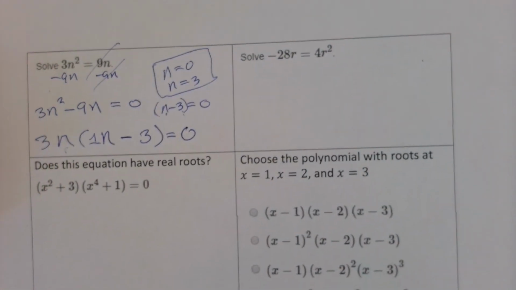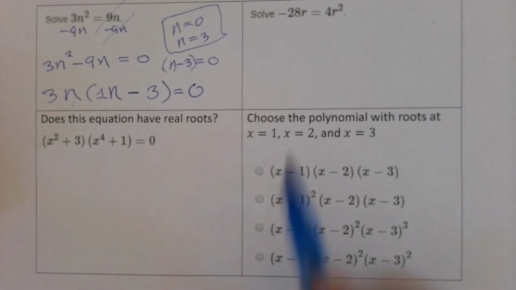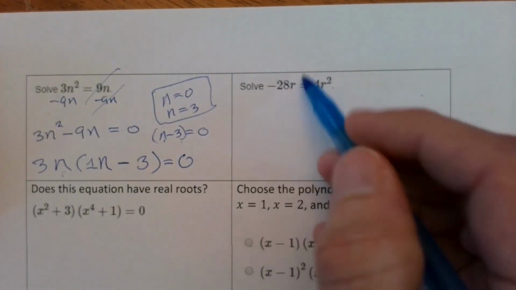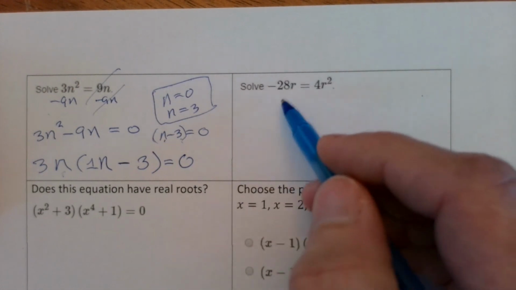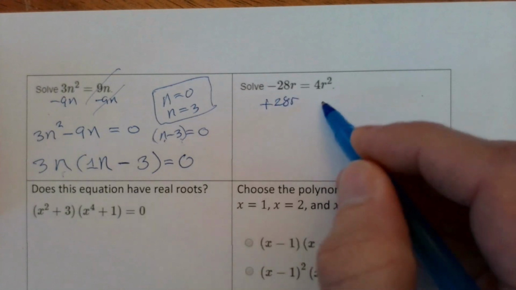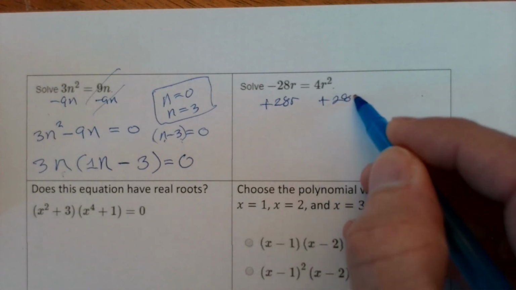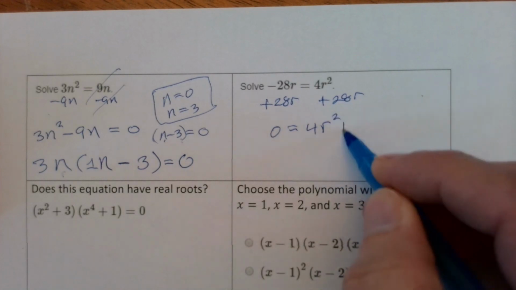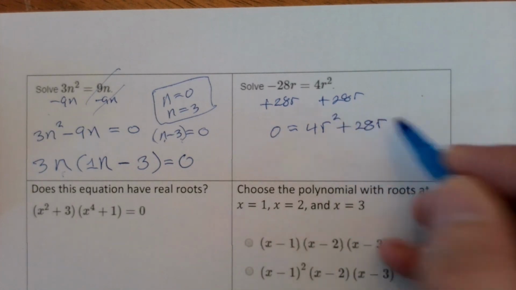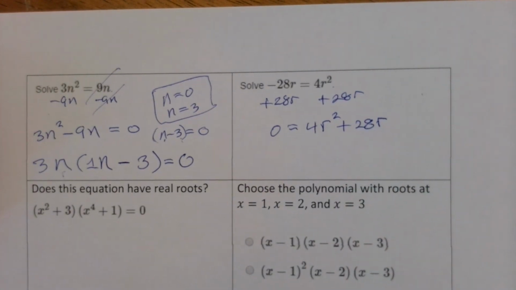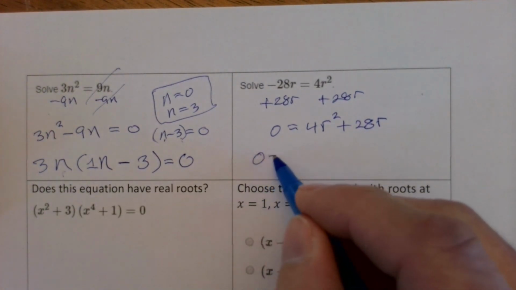Oh, we're running up close to 20 minutes here, so I'm going to skip that problem. I'll start it for you, actually. You want to have 0 on one side or the other. The easiest place to get 0 is on the left. So add 28r to both sides. And the equation now looks like 0 equals 4r squared plus 28r. And then I'll show you the next step, and then I'll let you finish this one.